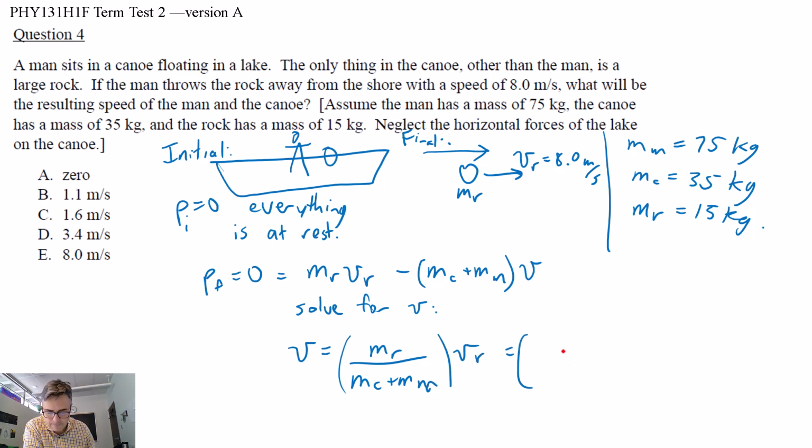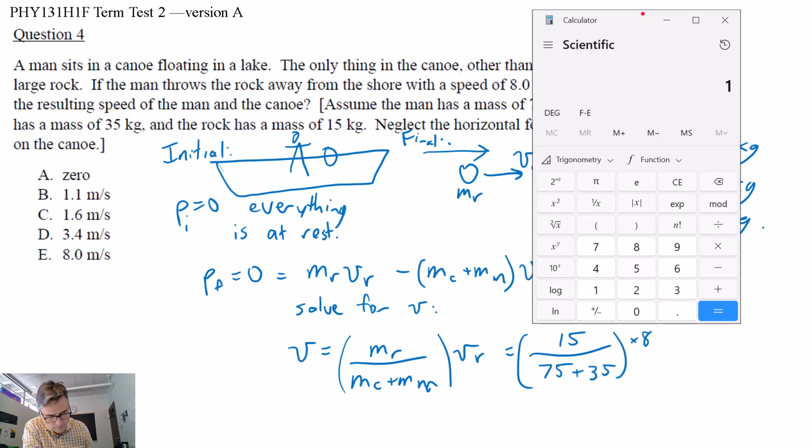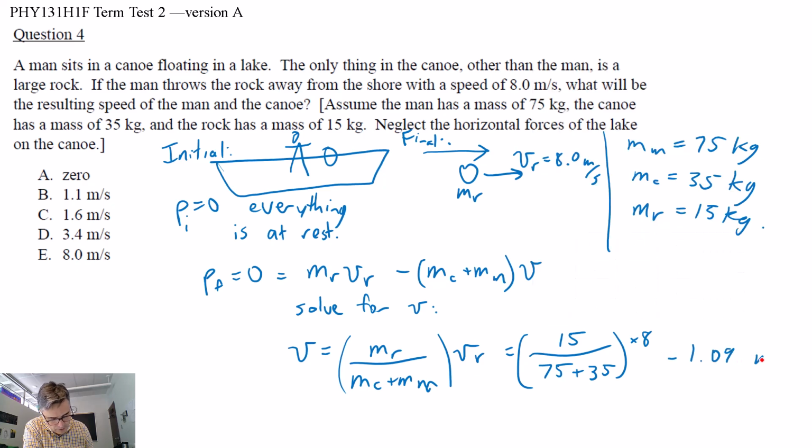So we're going to have 15 kilograms divided by 75 plus 35, all times 8. 15 divided by, open parentheses, 75 plus 35, close parentheses, equals, and then times that by 8, and you get 1.09 meters per second. That's closest to 1.1 meters per second.